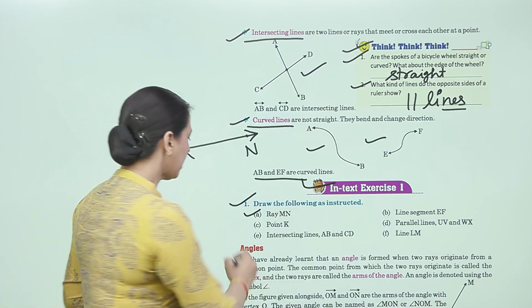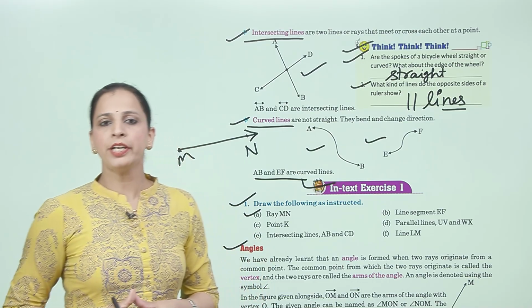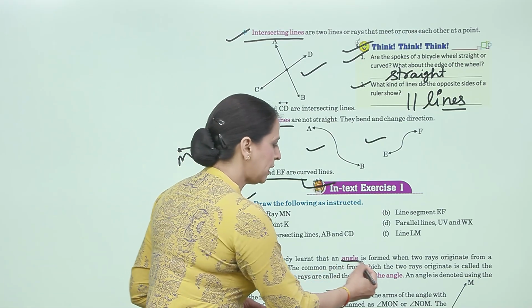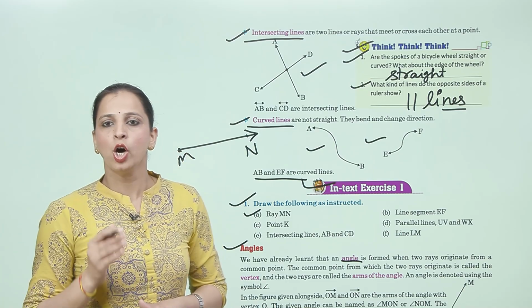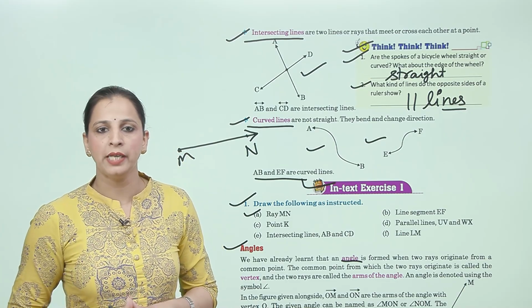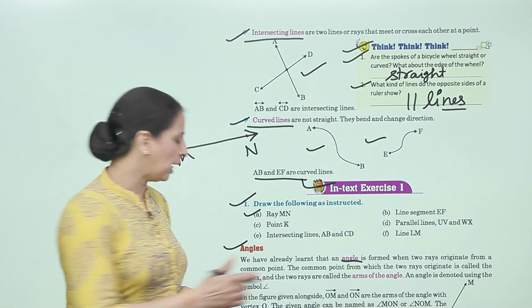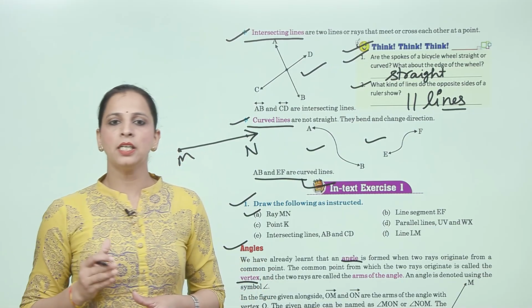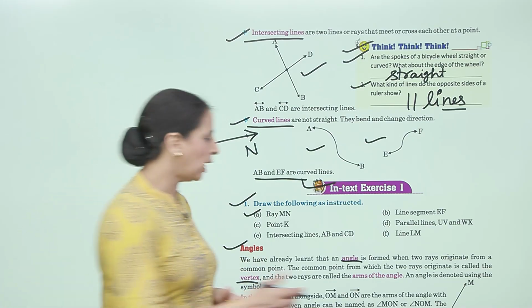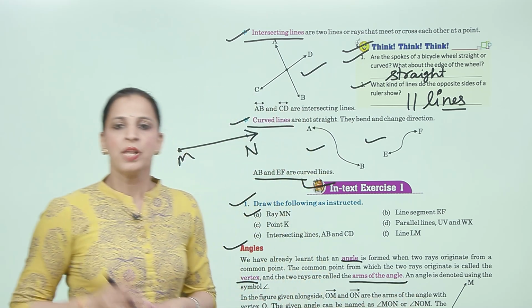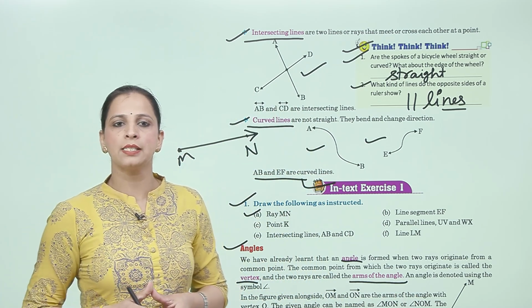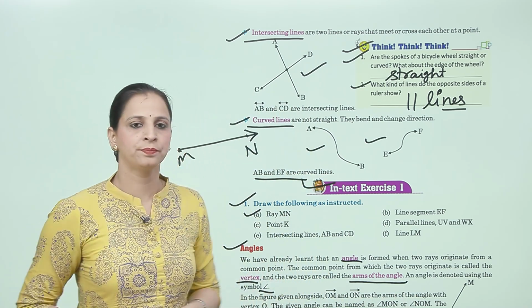Now next is angles. We have already learned that an angle is formed when two rays originate from a common point. The common point from which the two rays originate is called the vertex, and the two rays are called the arms of the angle. An angle is denoted using this symbol.